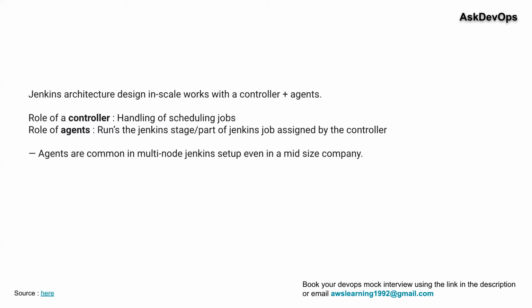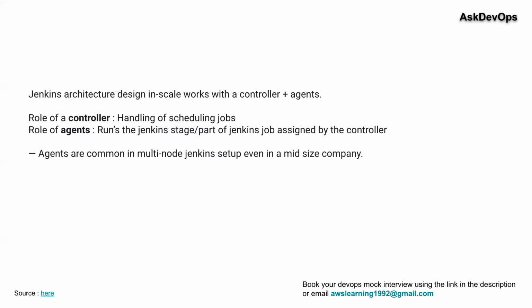When we speak about scaling up Jenkins running on multiple machines, then we have to bring in a concept called controller and agent. The role of a controller is handling the scheduling of the jobs. So its main work is scheduling your CI/CD jobs. The role of agents is to run those jobs. So agents are common in a multi-node Jenkins setup in any mid-size company. Nobody will be having Jenkins running on one EC2 instance because it cannot scale. So how would you answer this in the interview if they asked you this question?